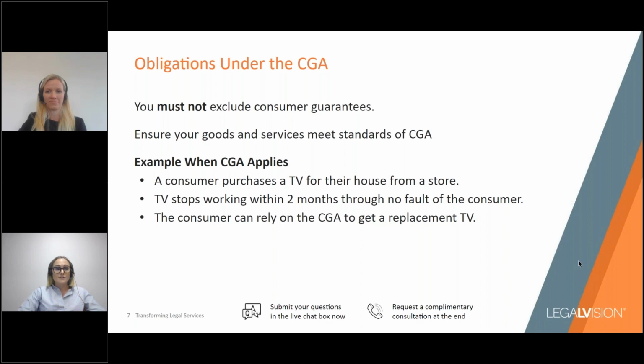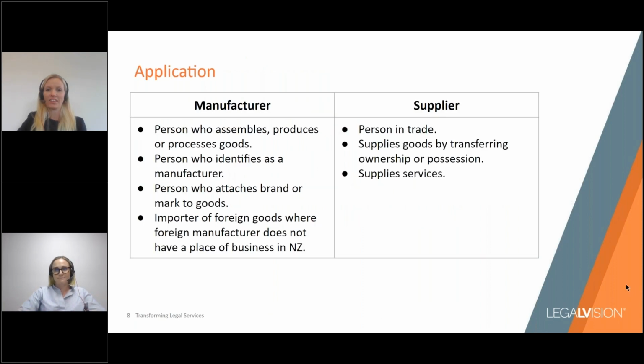Kathryn will now touch on how your obligations under the CGA may change if you're a supplier versus if you're a manufacturer of goods. Kathryn, if I manufacture pens, say, and then someone else sells them, who is liable to meet the consumer guarantees in respect of the pens? That is a very good question, Ellie. Firstly, your obligations under the CGA may differ depending on whether you are considered a supplier or a manufacturer. But what exactly are these terms?